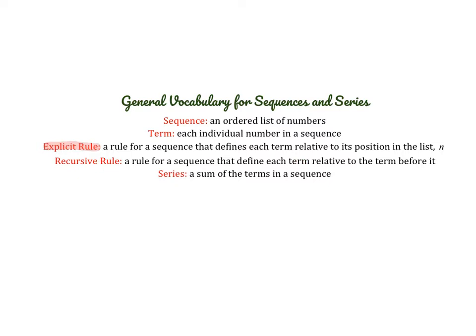And then a series is simply when you take the terms in a sequence and you add them all up. So it's the sum of the terms in a sequence. So essentially, instead of listing the numbers and separating them with commas, we would list the numbers and separate them with plus signs. So again, today we're going to be focusing on what are called arithmetic sequences and series.